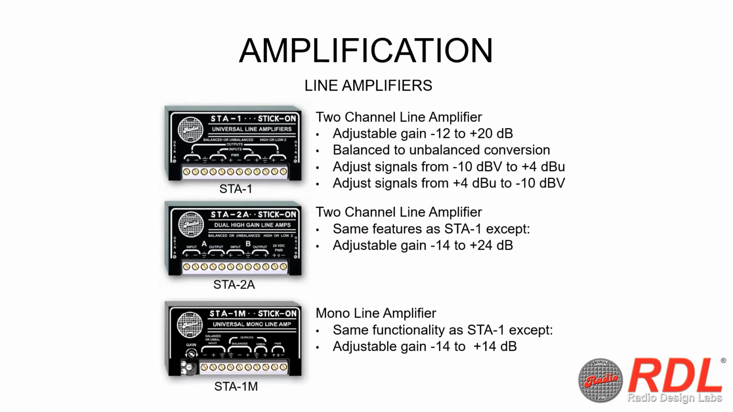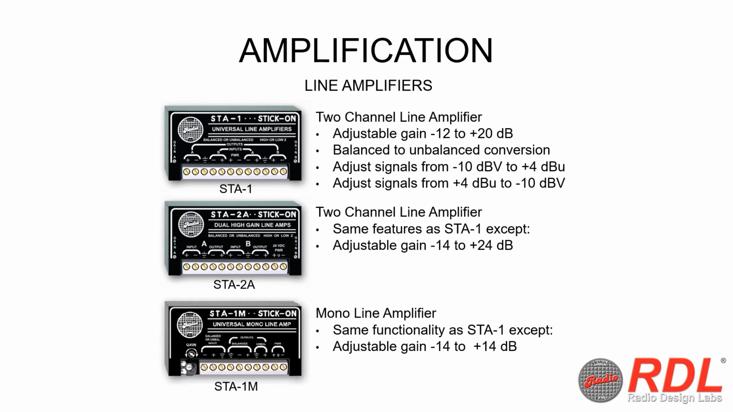These three examples are line amplifiers from our stick-on series. The STA1 is a two-channel line amplifier. Both channels independently offer adjustable gain from -12 to +20 dB. It offers balanced to unbalanced conversion, meaning it has the ability to wire inputs and outputs balanced or unbalanced as needed. You can adjust signals from -10 dBV to +4 dBu, or from +4 dBu to -10 dBV.